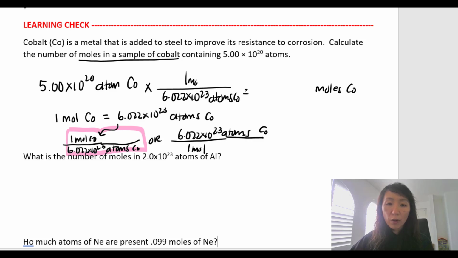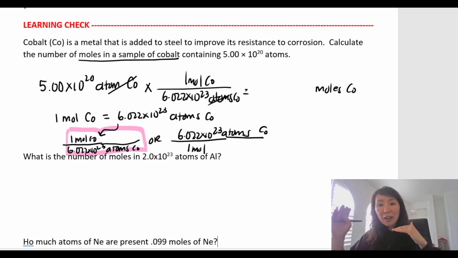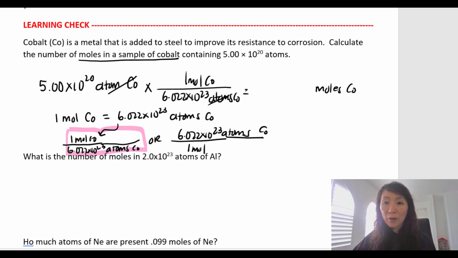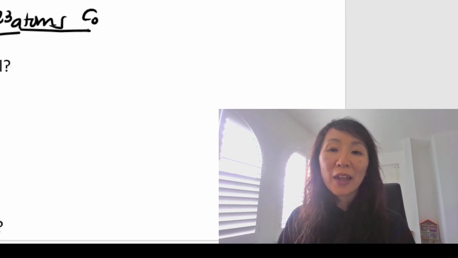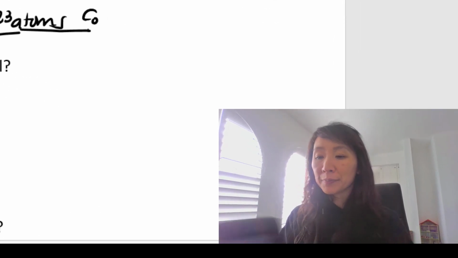You have 1 mole of cobalt on top. Atoms of the cobalt will cancel out since they're diagonal to each other. Anytime they're diagonal to each other, you can cancel the unit out. And you're left with the moles of cobalt, and that's what we want: moles of cobalt. You notice here on the moles, I put MOL, and over here MOLES. They are the same thing. So let's go ahead and punch this into the calculator.